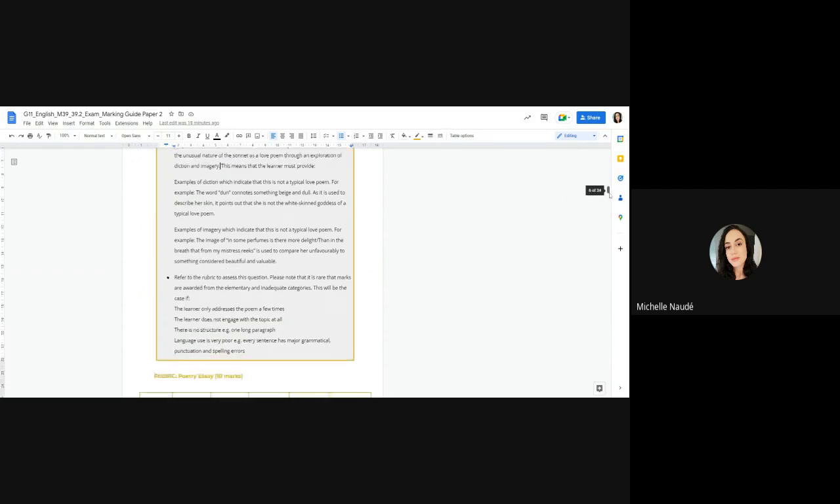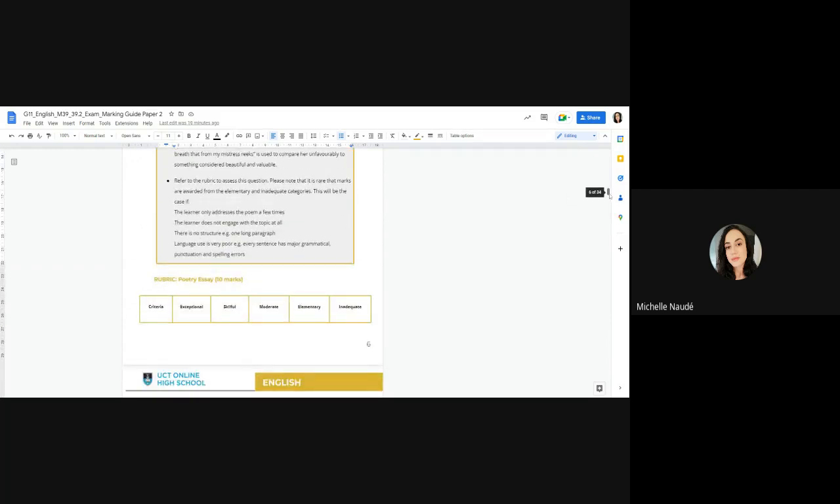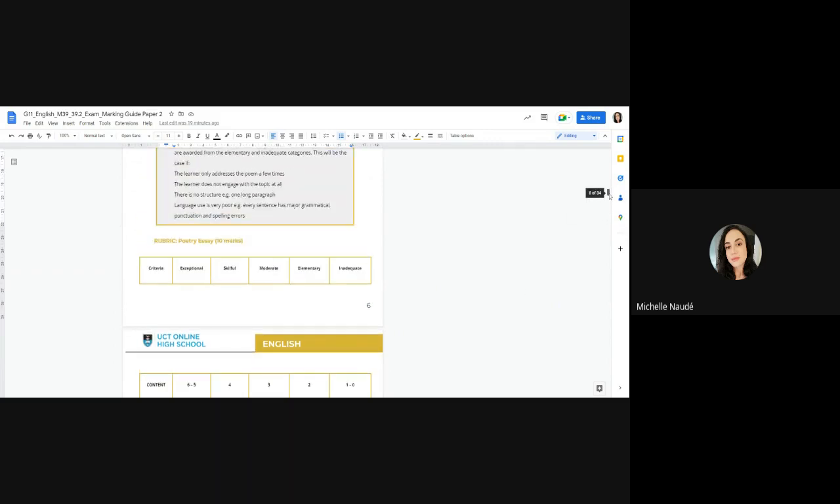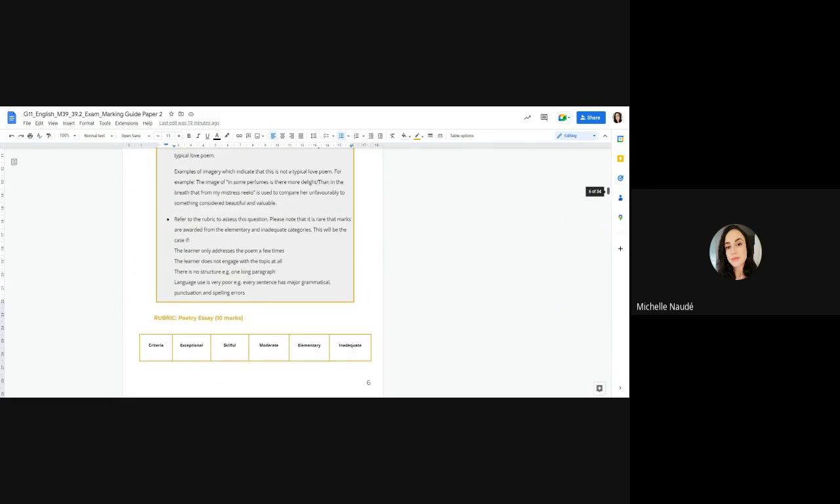If we look at the final bullet points, you are of course using the provided rubric to assess this, but please note it's very rare that learners will get marks awarded from the elementary or inadequate categories because they are very, very low. It's a good idea to look at what the percentage is for the marks awarded per category under the entire thing, contents out of 6 total. So if you look at inadequate, what is 1 out of 6 in percentage? It's unbelievably low. So we've got to bear that in mind because, of course, the pass rate is 40%.